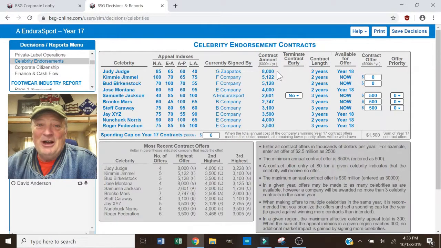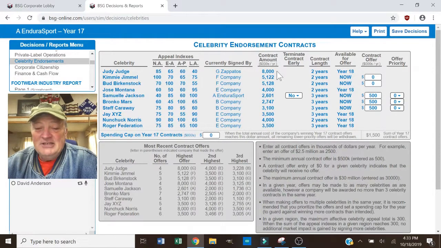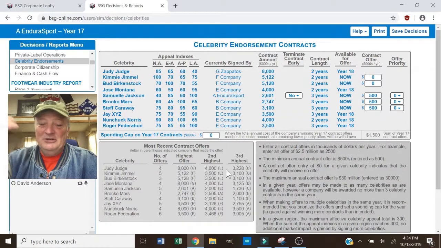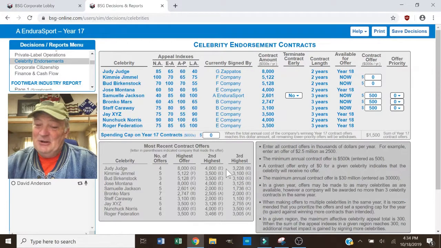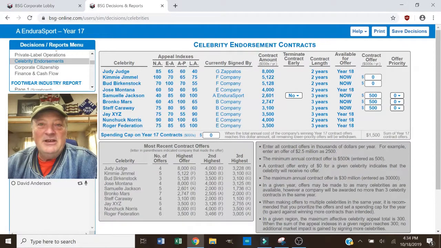Now you can see how much these celebrities have gone for. They usually start off a lot lower than people start bidding them up, bidding them up, bidding them up. And you can see down here where number of offers that were put in for the celebrity, what the highest offer was, the second and third, and you can kind of start gauging where you might want to go with the offers. They tend to start off fairly low, maybe $1 million, but pretty soon, as you can see, it's getting up to 3, 4, 5, 6, 8 million, because celebrity appeal is very important in this game.